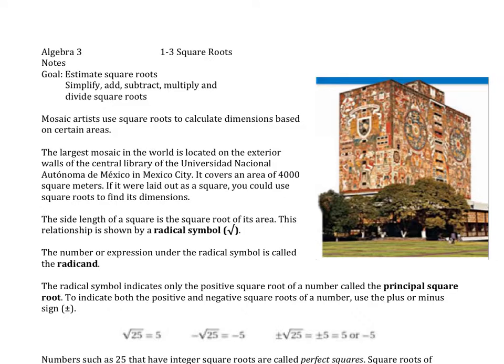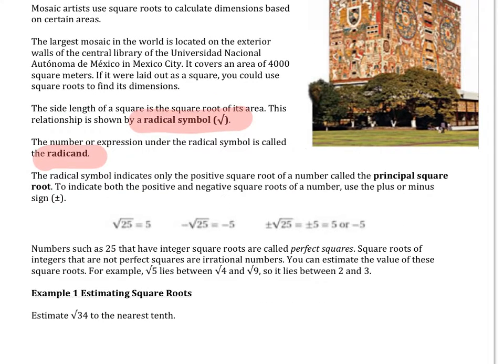First thing we need to know is some vocabulary. The radical symbol is that square root symbol, and the radicand is that number or expression that is underneath the radical symbol. The radical symbol indicates only the positive square root, or what we call the principal square root. And when we want to indicate both the positive and negative, you use the plus minus sign.